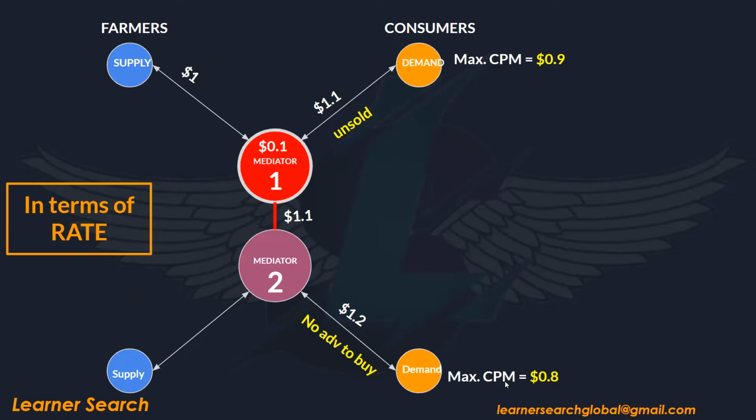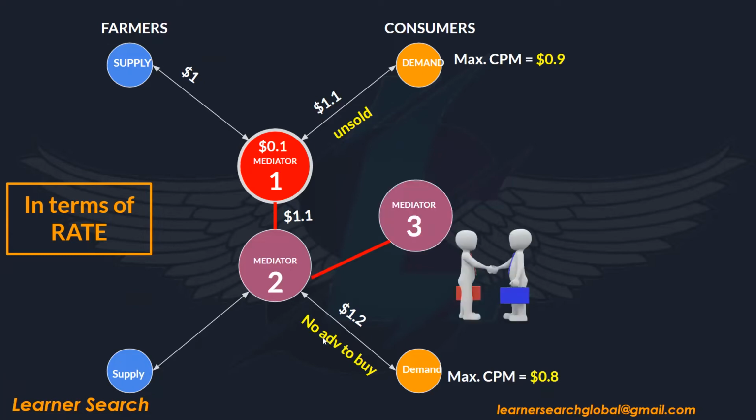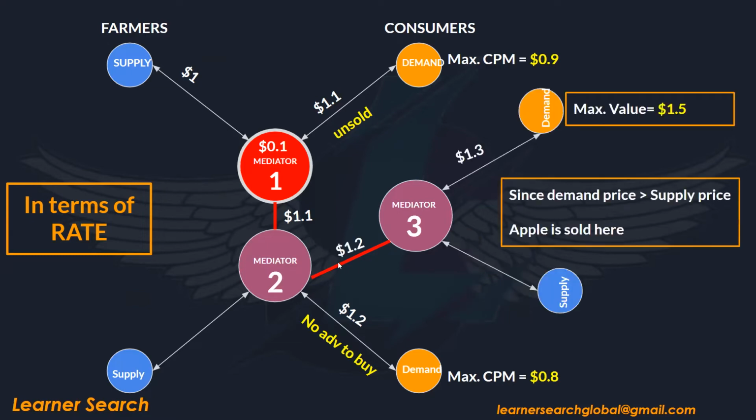Okay, don't take it as CPM. Just assume that there is a $0.8. Since there is no advertiser to buy, he reaches out to mediator 3. Likewise, whatever the demand for mediator 3, they have only 1.5, which is the maximum value, which is more than the supply rate. Definitely, he will try to purchase that.